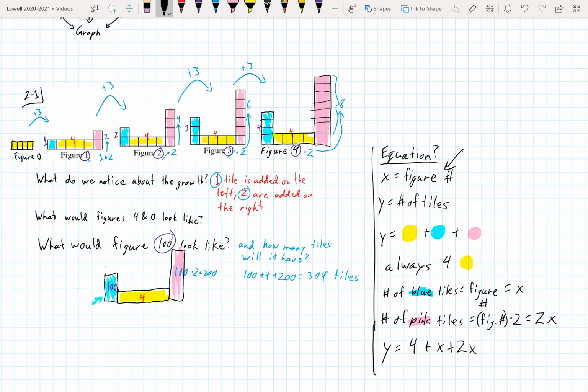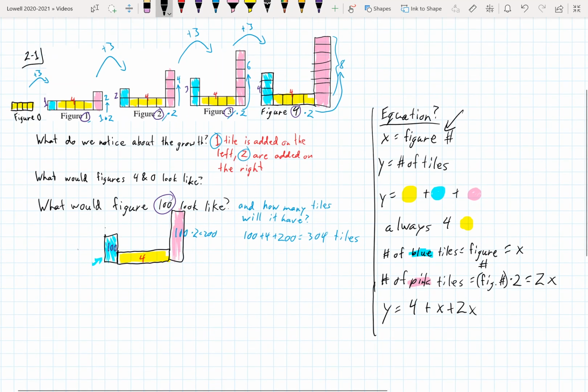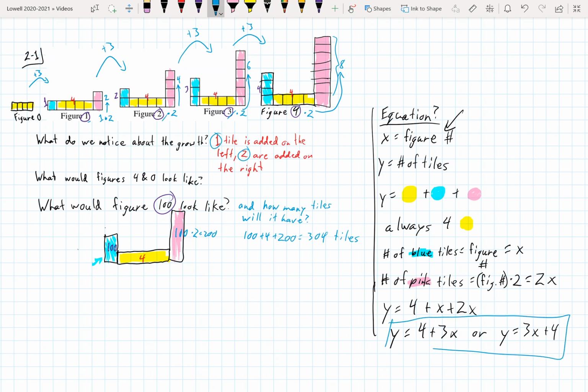You might have heard the term collecting like terms. The way we'd do that would be to say 4 plus 3x. Or, since addition doesn't matter to order, you could write it as 3x plus 4. And that is our equation.